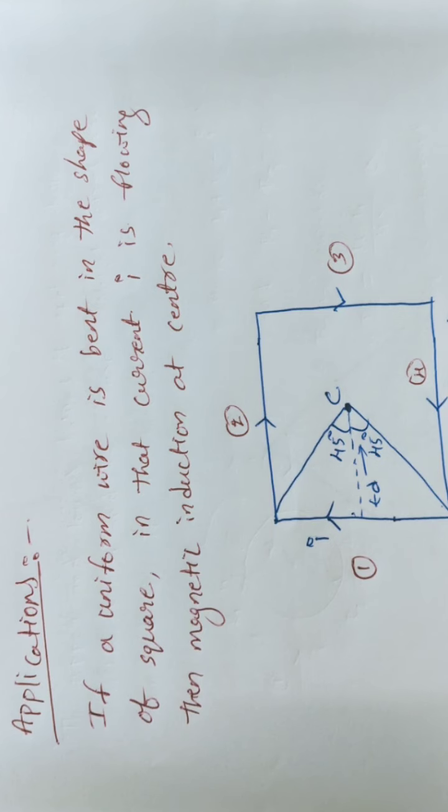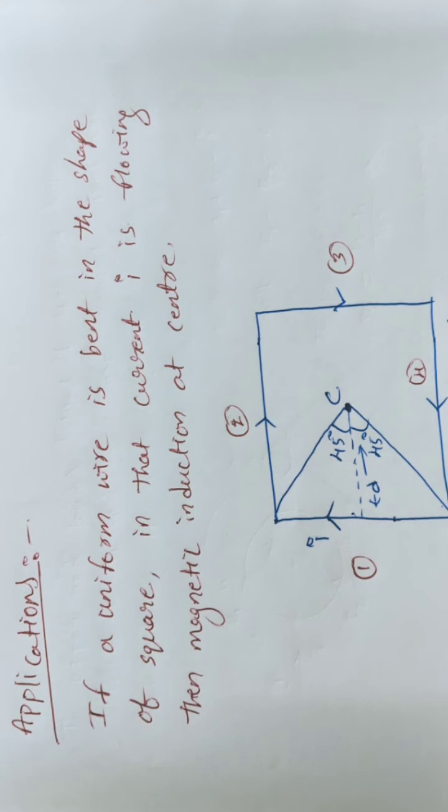In the first case I am discussing a square shaped loop, and the second one is an equilateral triangular shaped current carrying loop. Okay, students, in this class only these two concepts I want to explain for you. So first of all, I want to start with this one.